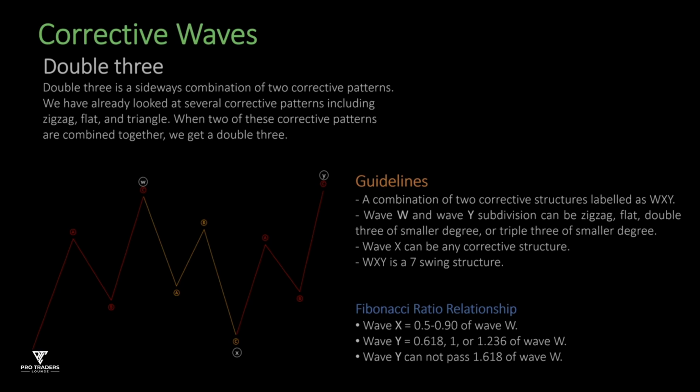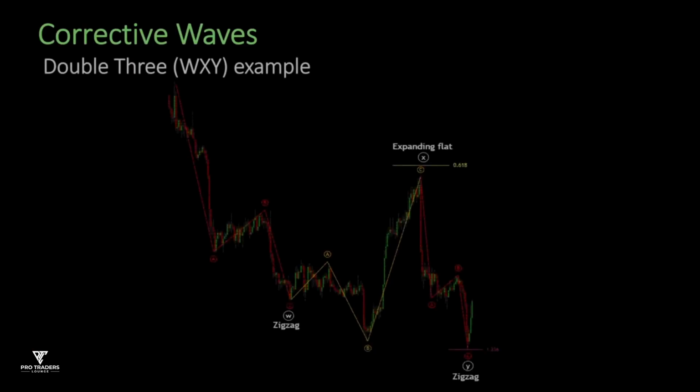Now for the Fibonacci ratios, we are looking for wave X to end between the 0.5 and the 0.90 of wave W, wave Y to end near 0.618, 1 or 1.236 of wave W, and wave Y cannot pass 1.618 of wave W. Another example.